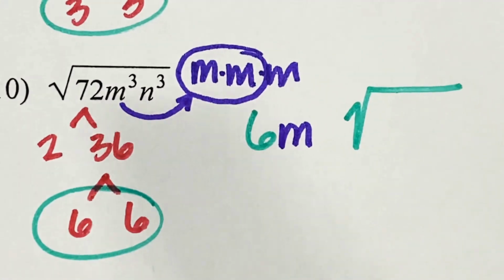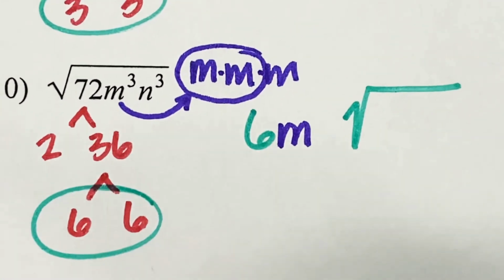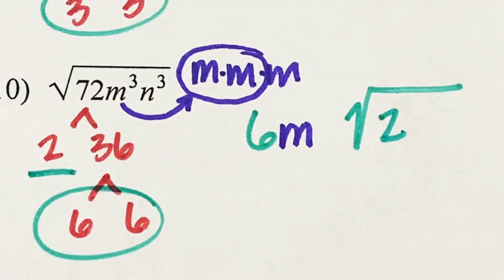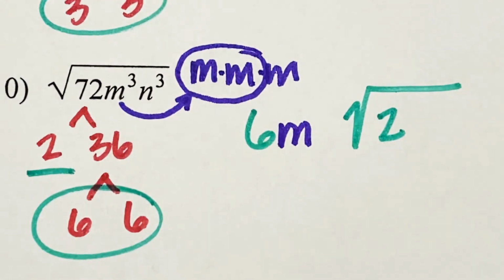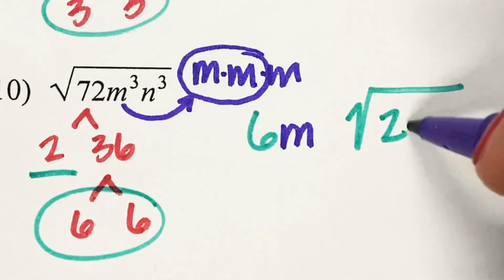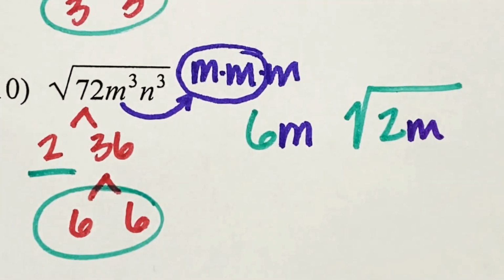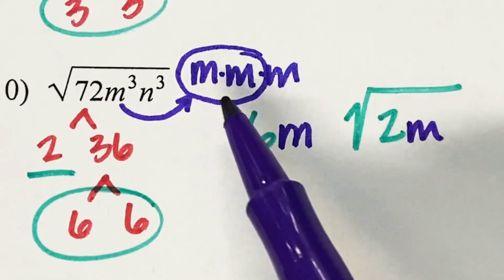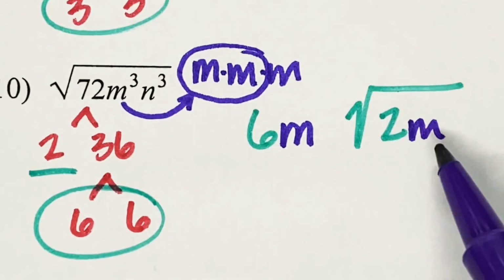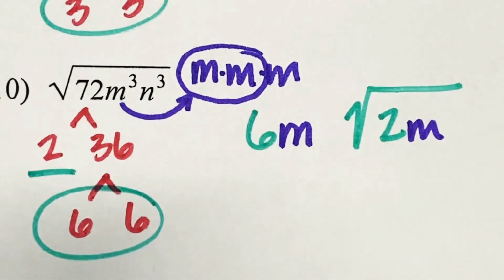Okay, and what was our number that actually had to stay inside? We forgot to write that. What is my number that had to stay inside when breaking down 72? 2. So we know that 2 had to stay inside. And then we know that 1m had to stay inside. So 2 m's got to couple up and leave. 1m had to stay inside.